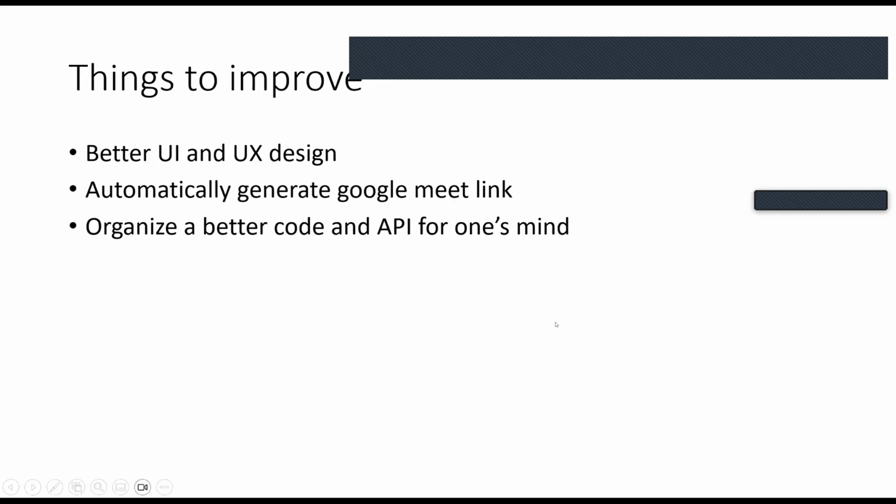And then the things to improve. Not every project is good, so I think this can have a better UI and UX design. I can automatically generate Google Meet links, because I don't know why the Google Calendar API is not working as intended. Some say can, some say cannot, so it's kind of ambiguous. And I can organize better code and API, because right now, with limited time, my code is kind of messy. So it can be improved with some time.